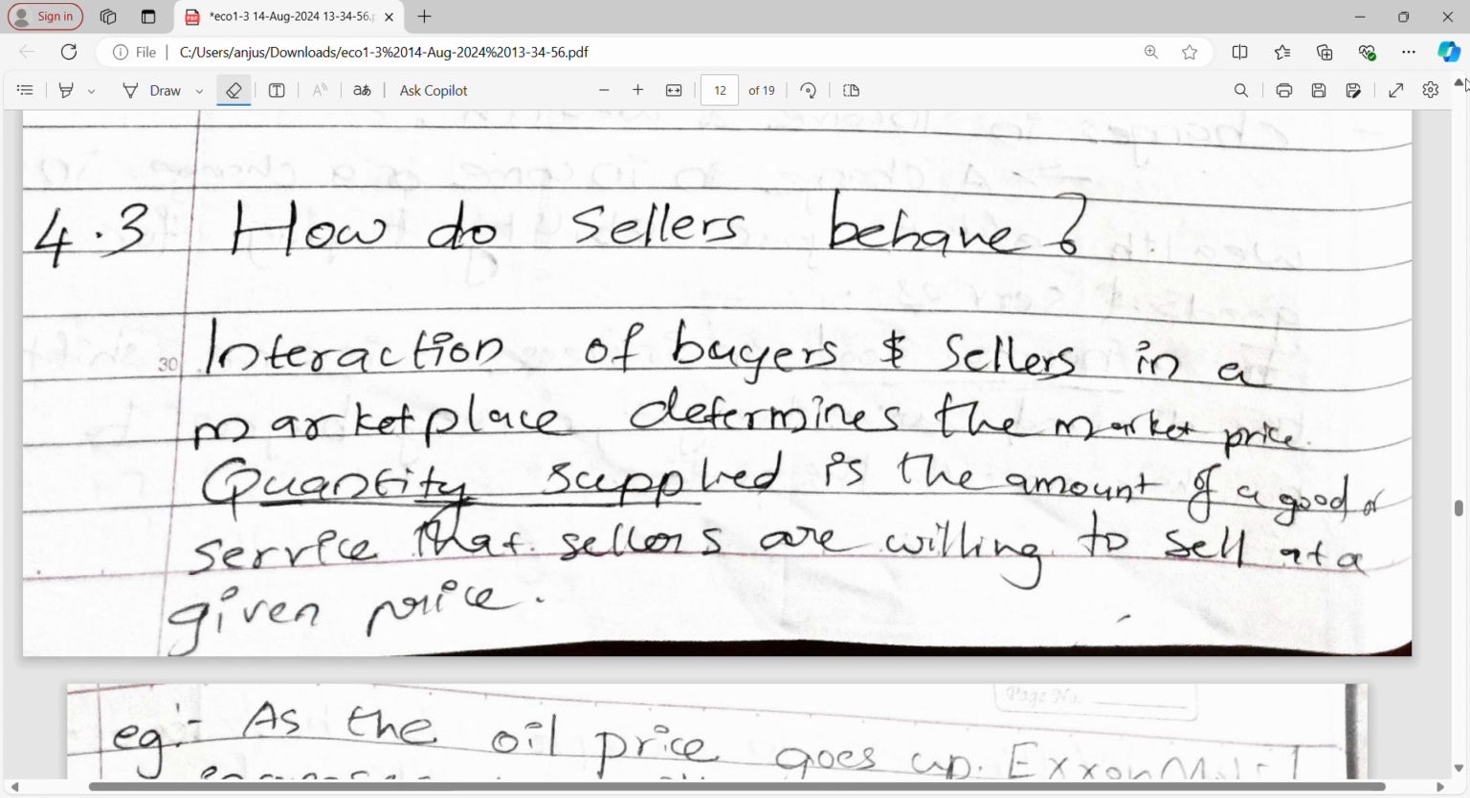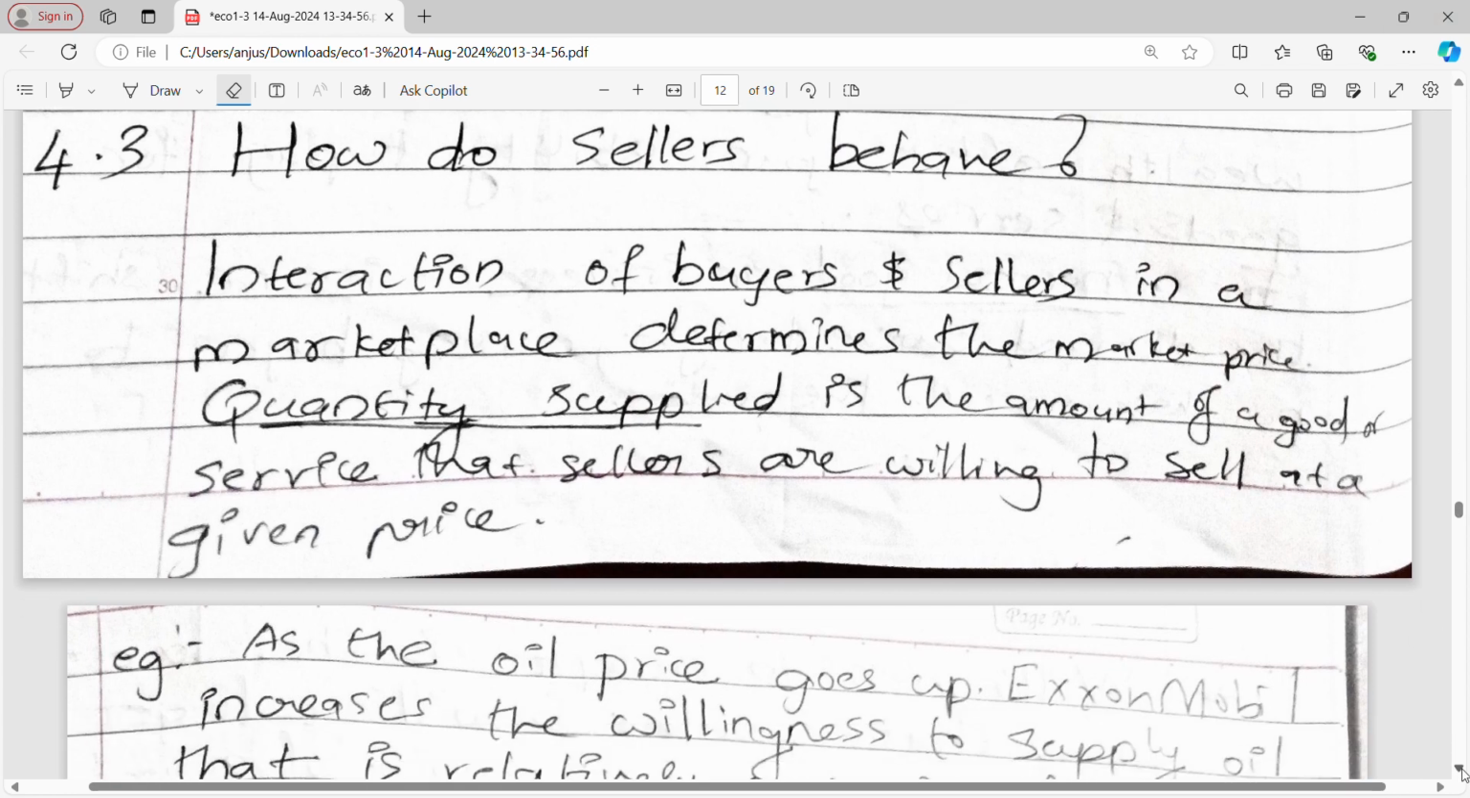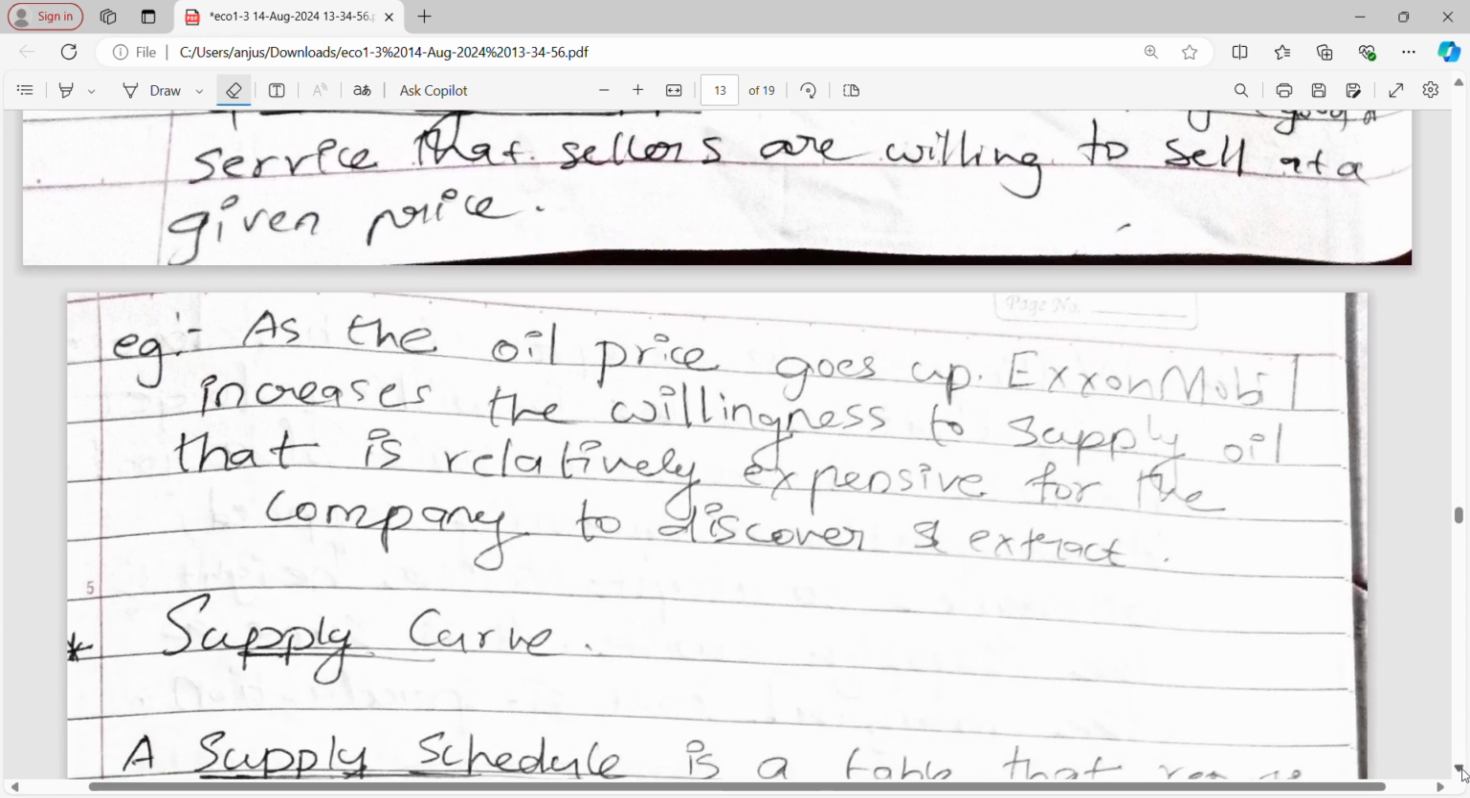Here in this class we'll be studying how sellers behave. The interaction of buyers and sellers in a marketplace determines the market price. Quantity supplied is the amount of a good or service that sellers are willing to sell at a given price. The example provided in the reading is oil production, so we'll go with that. As the oil price goes up, ExxonMobil increases its willingness to supply oil that is relatively expensive for the company to discover and extract.